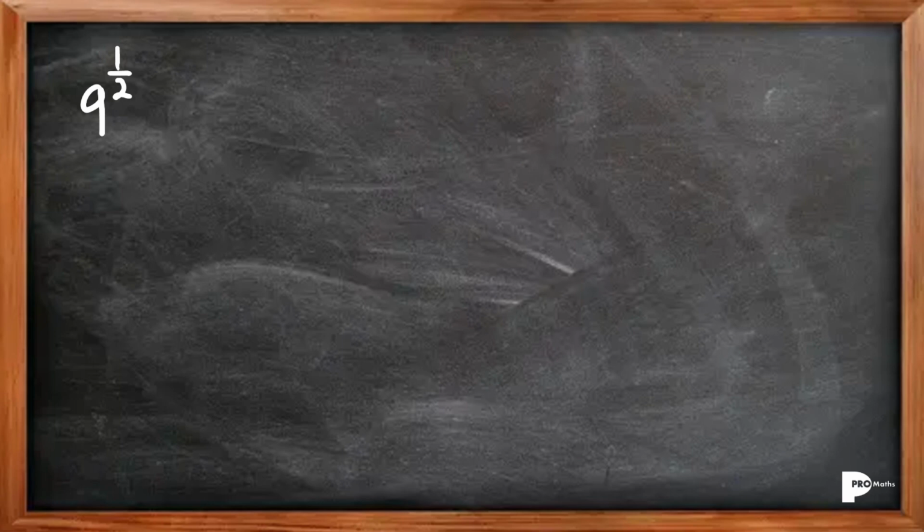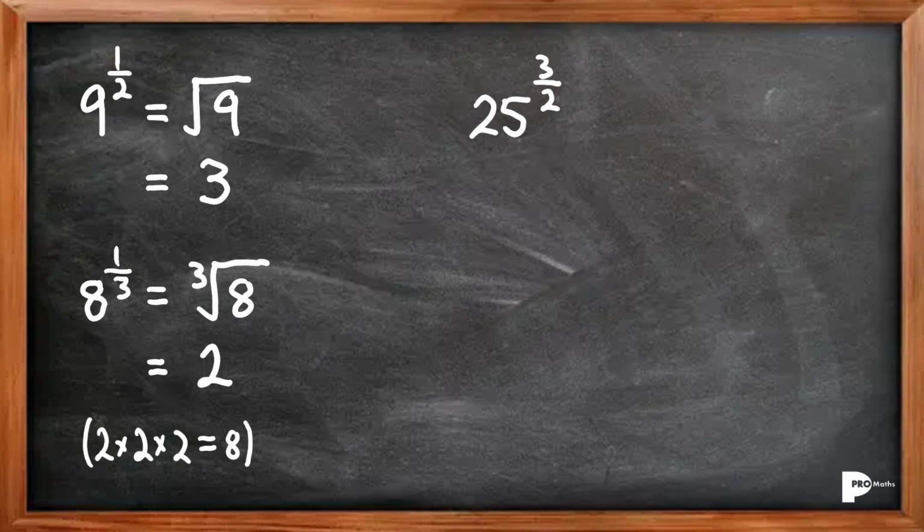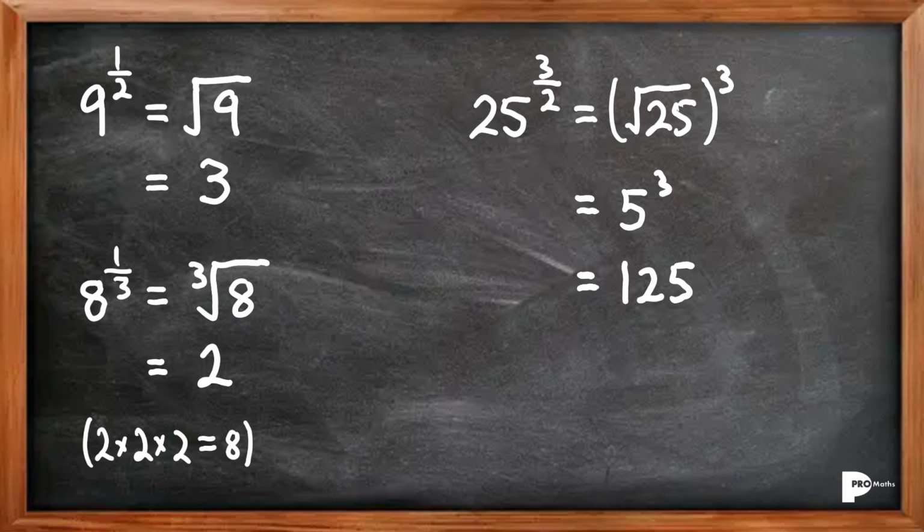Here are a few quick examples. 9 to the power of 1/2 is root 9, which is 3. 8 to the power of 1/3 is the cube root of 8, which means what number multiplied by itself 3 times is 8? It's 2. 25 to the power of 3 on 2 is root 25 cubed, which is 5 cubed, which is 125.